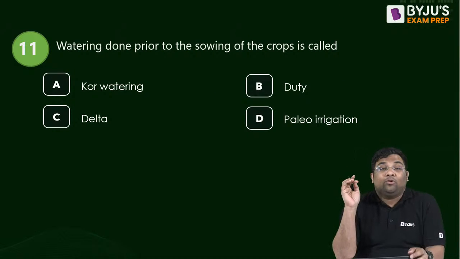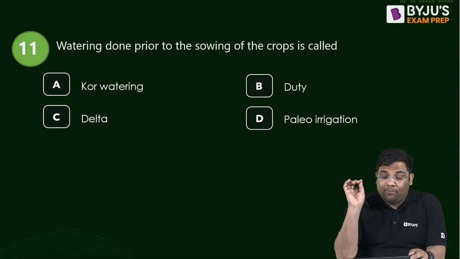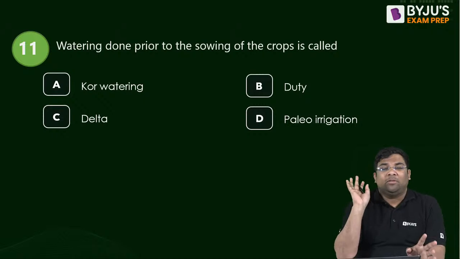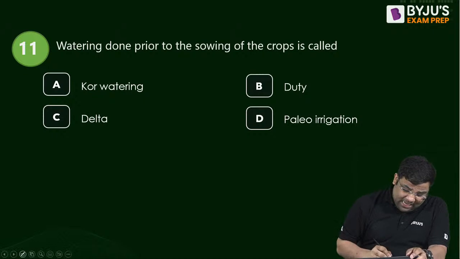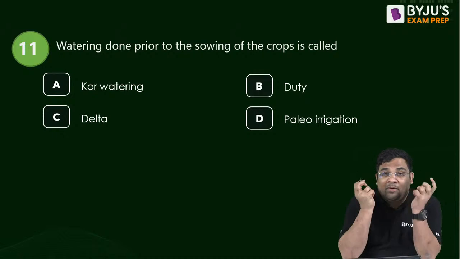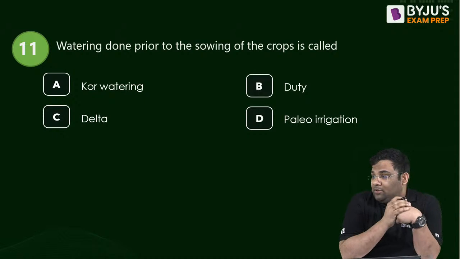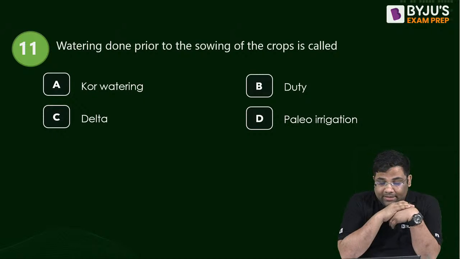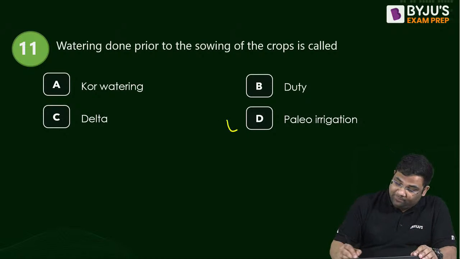Next, 11th question. Watering done prior to sowing of your crops is known as what? Very simple theoretical question. They can ask you numerical questions also, they can ask you theory questions also. You have to prepare both. So answer me this question. Watering done prior to the sowing of the crops is called what? D, yes, it's known as paleo irrigation.